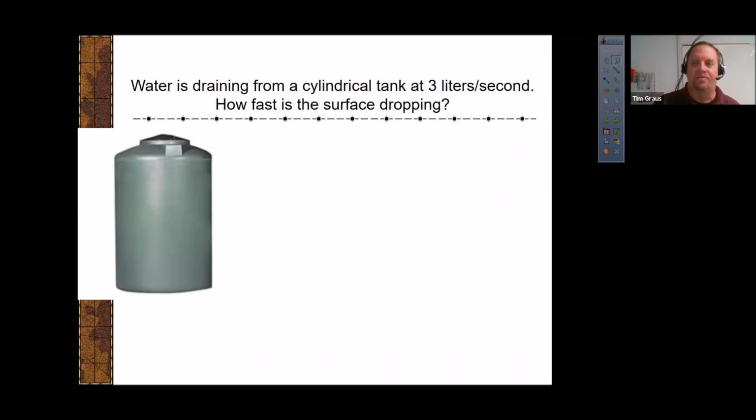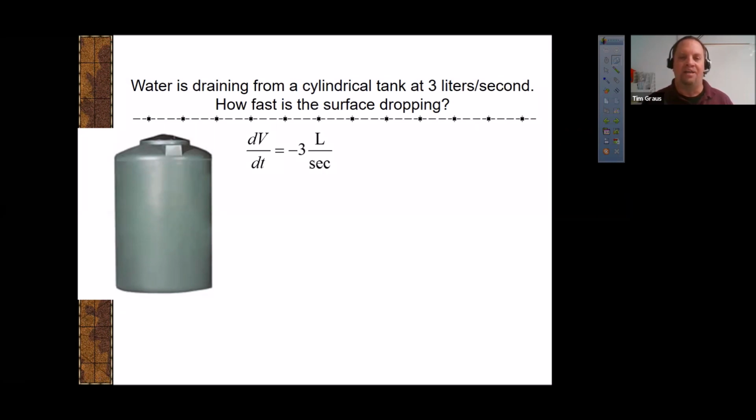Water is draining from a cylindrical tank at 3 liters per second. How fast is the surface dropping? So I'm going to write down the things that I'm given. It says the water is draining 3 liters per second. So I'll write that as a rate. The volume is changing. It's losing 3 liters. That is a negative 3 liters per second. I could also write liters as 1,000 cubic centimeters. So we could say the volume is changing by negative 3,000 cubic centimeters per second.